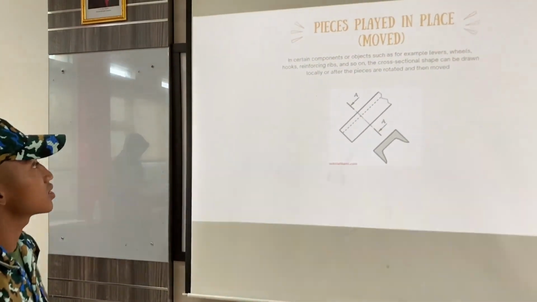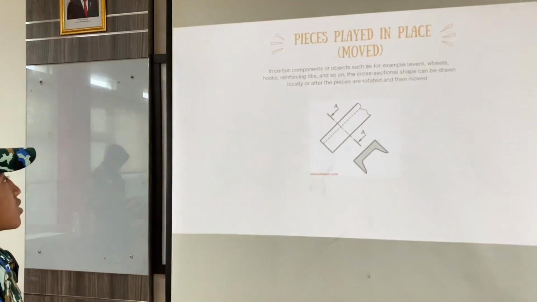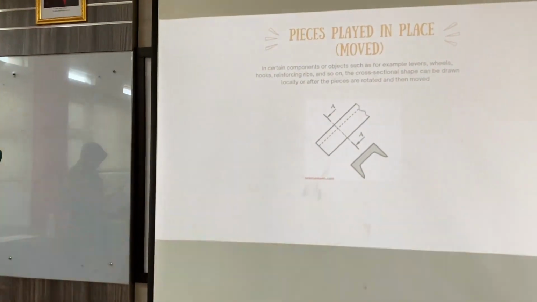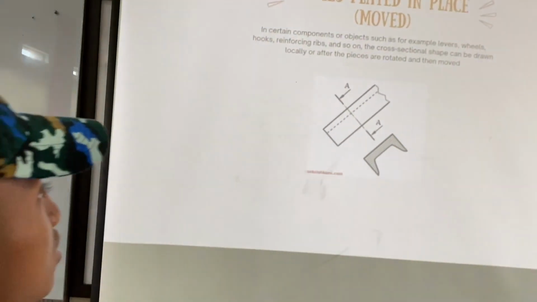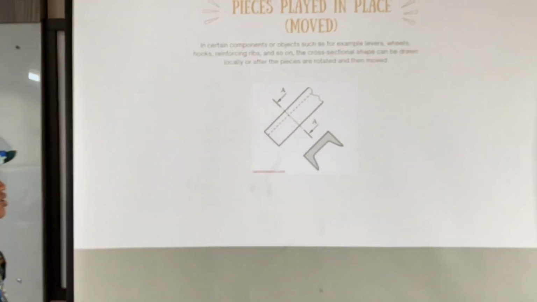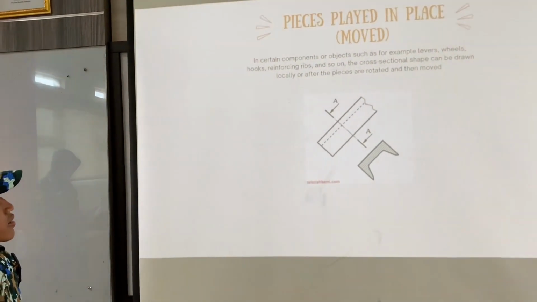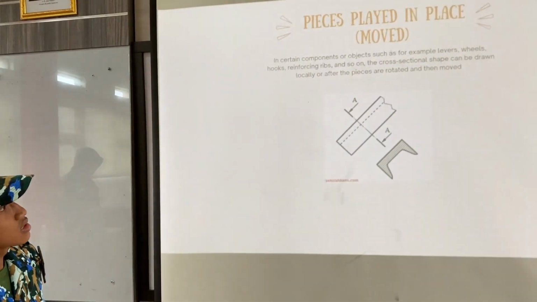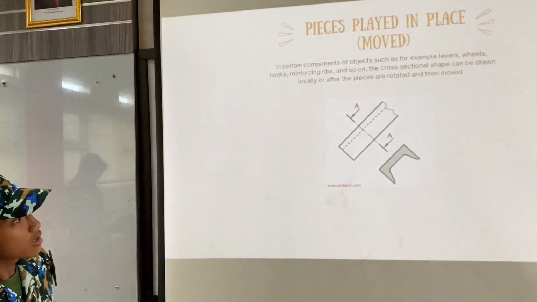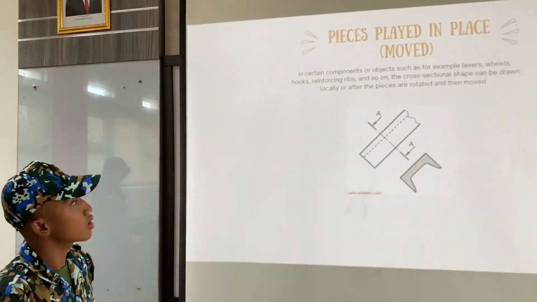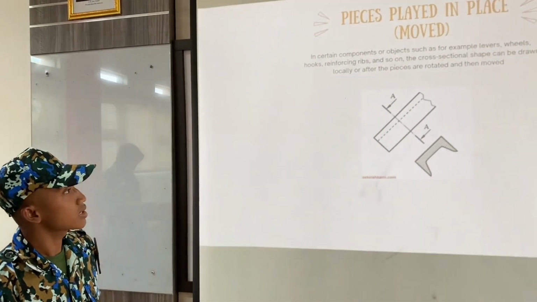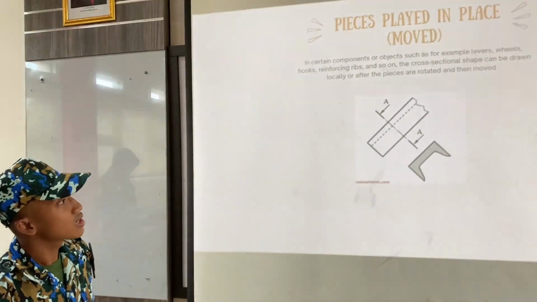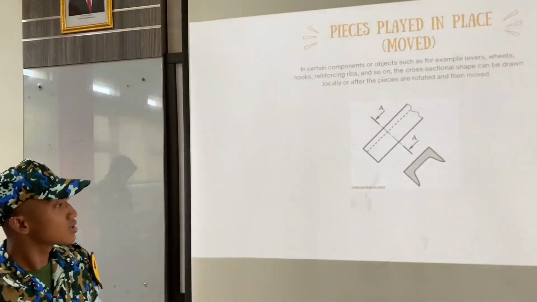Pieces rotated in place. It contains components or objects such as, for example, ribs, webs, hooks, or reinforcing grips, shown on the cross-sectional shape, which can be drawn locally after the planes are rotated and moved.